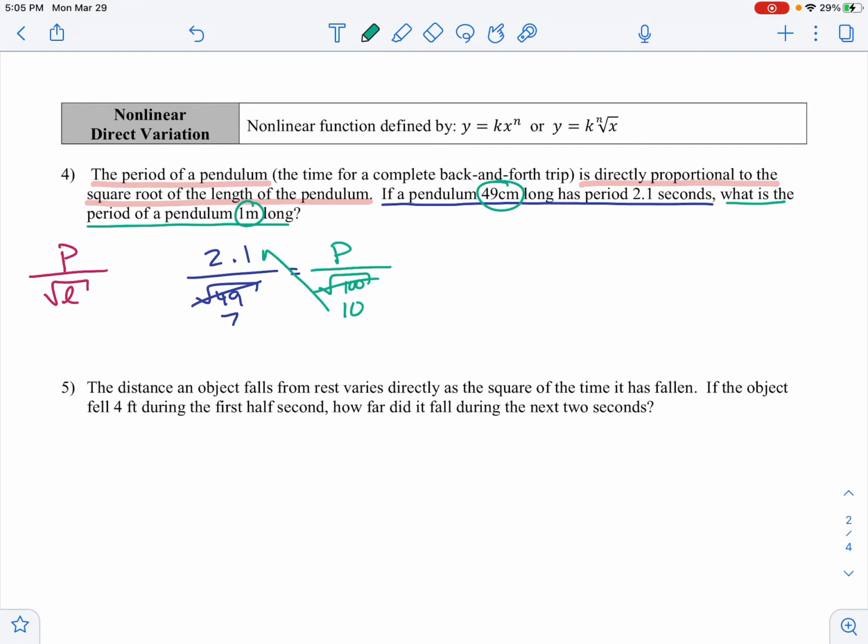I'm actually only going to do half of my cross multiplying. So I'm going to multiply up. I'm going to get, for this problem, 21 over 7 is equal to the period. Well, that means that the period is going to be 3. What was I measuring in for time? It's seconds. And so this will also be seconds.